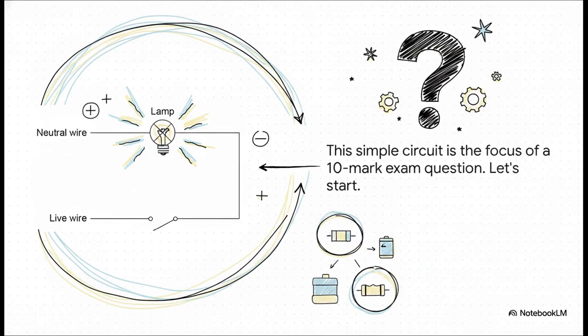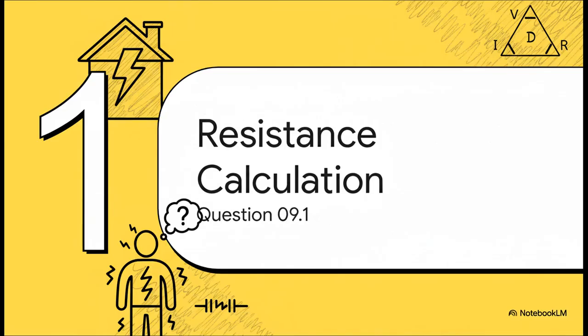Okay, so take a look at this. It all kicks off with a pretty standard diagram of a mains lighting circuit. You've got your lamp, a switch, and of course the live and neutral wires. Looks simple, right? Well, this little setup is the foundation for all three parts of question 9. So, first up is question 9.1. This is the big one, a 5-mark calculation.